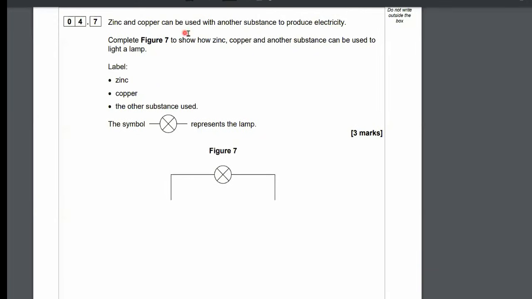Zinc and copper can be used with another substance to produce electricity. Okay. Complete figure 7 to show how zinc, copper, and another substance can be used to light a lamp. The symbol represents the lamp. So we've got light. What do we do with zinc and copper? Well, it looks very similar to electrolysis here, and it is a little bit like electrolysis. We're making an electrochemical cell.